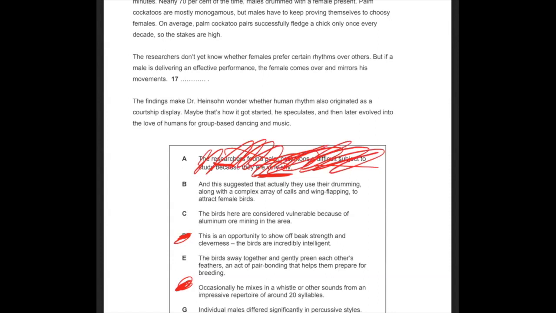Then the next one. This suggested that they actually use their drumming with a complex array of calls to attract female birds. Again, this one is not relevant. None of the things that we spoke about before come up in this sentence, so it's not B. The birds here are considered vulnerable because of aluminium ore mining in the area. Well, at first you're thinking, what on earth does that have to do with any of what we read? It's talking about the birds being considered vulnerable, which again was not really discussed, because of aluminium ore mining. That also was not really discussed, but in this particular area. Now that's one of those links that we could have to work off. So it could be this answer.